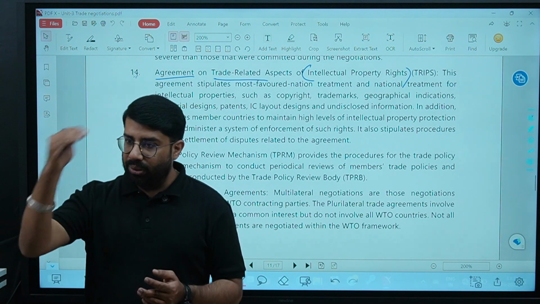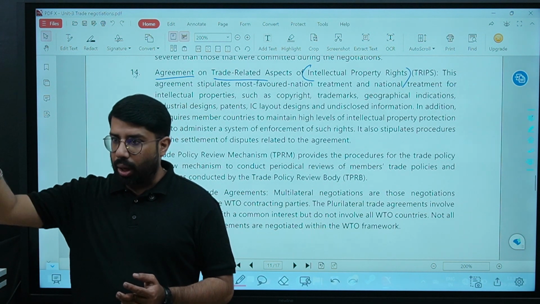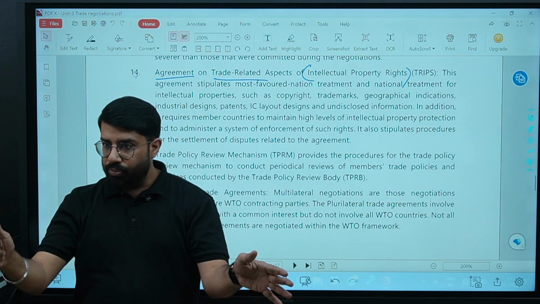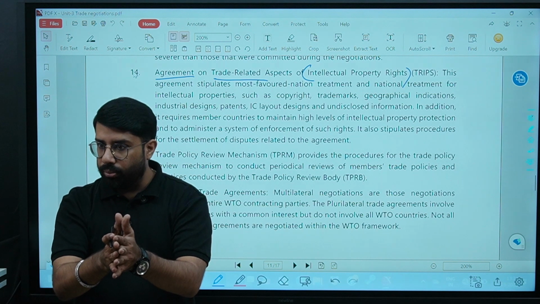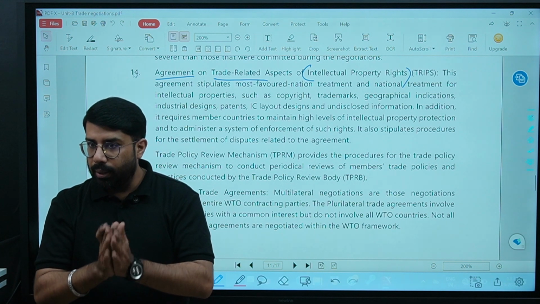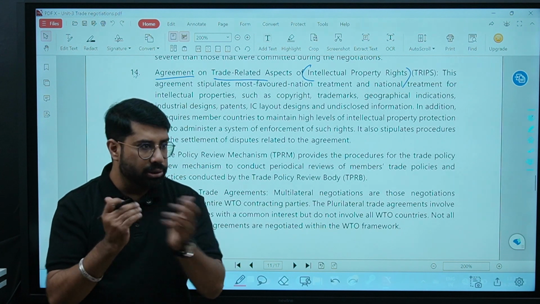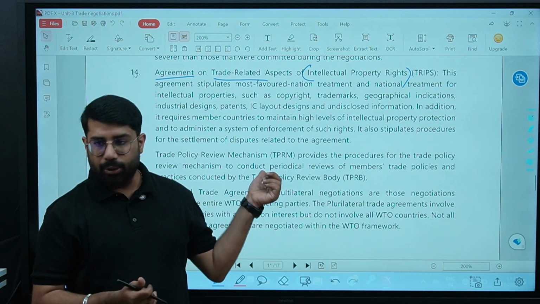Sir, WTO is the World Trade Organization. In this organization, there are a number of countries. So they will make the agreements before trading, so that on this basis we will do the trading. So we are studying those agreements.